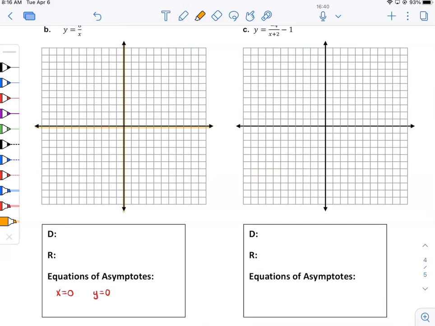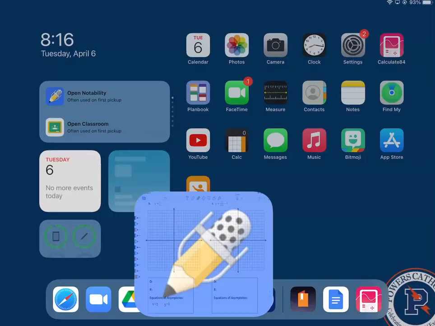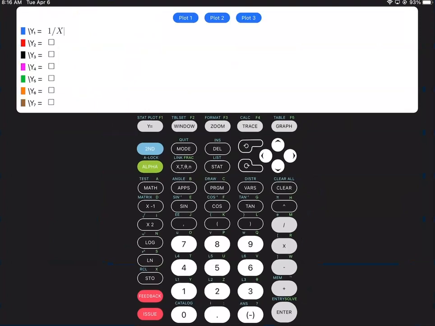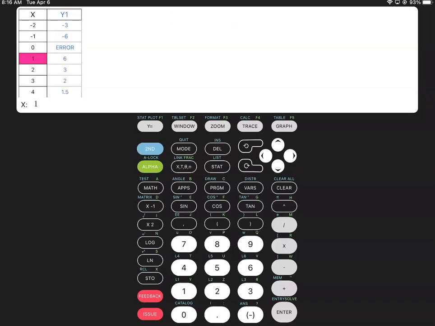Then we're going to go to our table. So back to your calculator. Go y equals. You can clear this out and hit 6 divided by x. And then we hit second table. Notice there's an error at 0 because, again, y can't be 0 and x can't be 0.